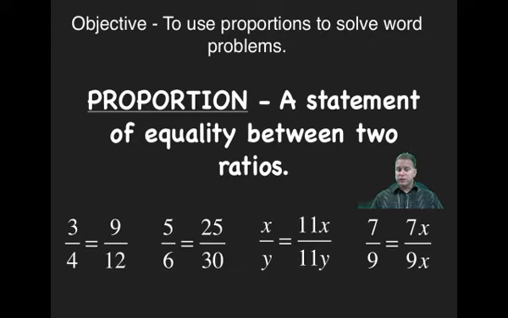3 times 12 is 36. 4 times 9 is 36. So those are equal. Same with 5/6 and 25/30. If we were to cross multiply, for each of those, we'd get 150. x over y is equal to 11x over 11y. If we were to cross multiply, we'd get 11xy is equal to 11xy.